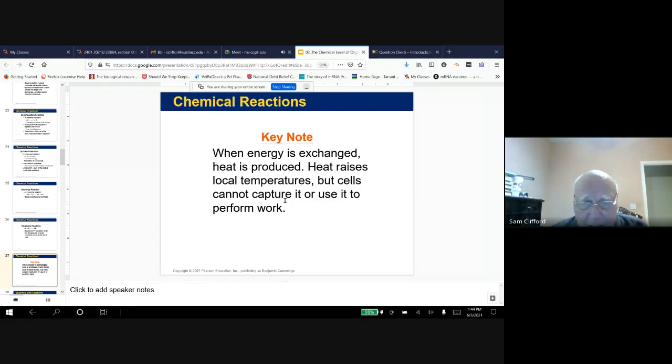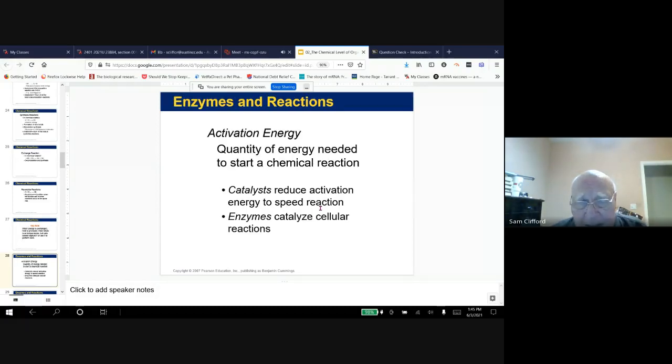Okay, a lot of energy is lost through heat. We use that to keep us warm. Chemical reactions have to be brought to a level where they're able to convert from one atom to a compound or from a compound to atoms. That energy is called the activation energy. We have catalysts in our body that promote reactions but are not used up.